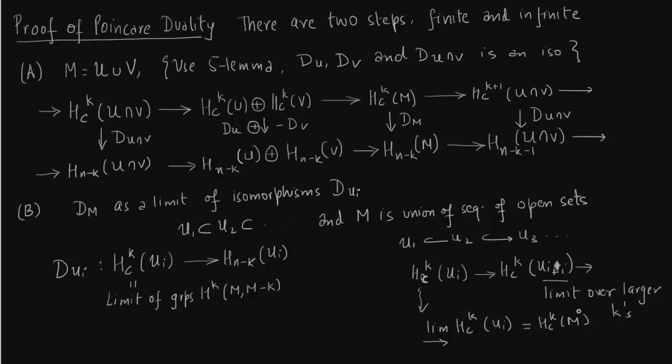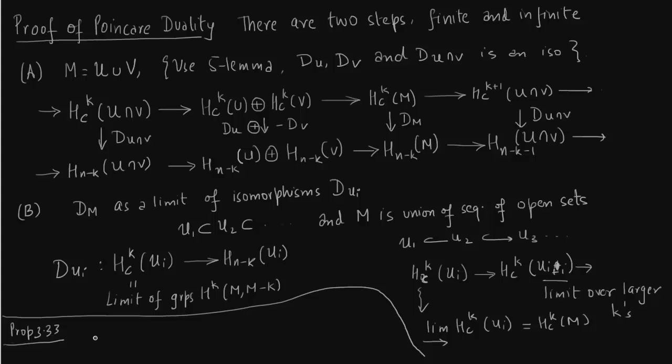So now we have a crucial, important link. We have somehow been able to construct this cohomology group HKCM, and we have linked it with a direct limit. This direct limit, as you can see the map DUI, so you take all these DUIs, we can link HCKM with Hn minus K UI.